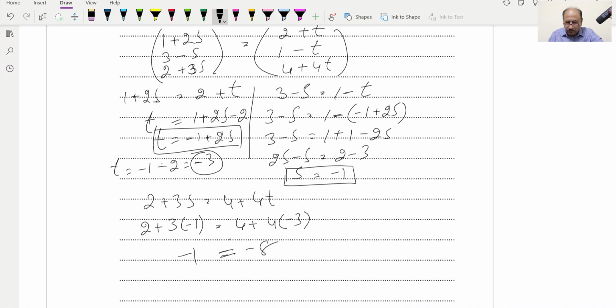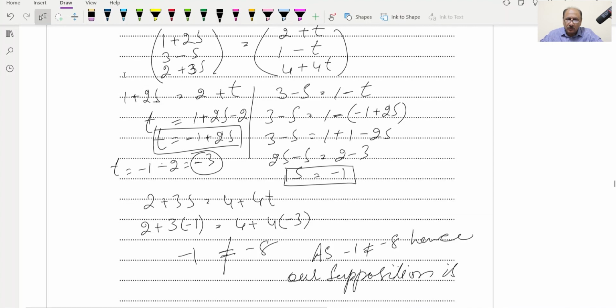So we saw here that these two are not equal to each other. As minus 1 is not equal to minus 8, we can write minus 1 is not equal to minus 8. Hence, our supposition is wrong.